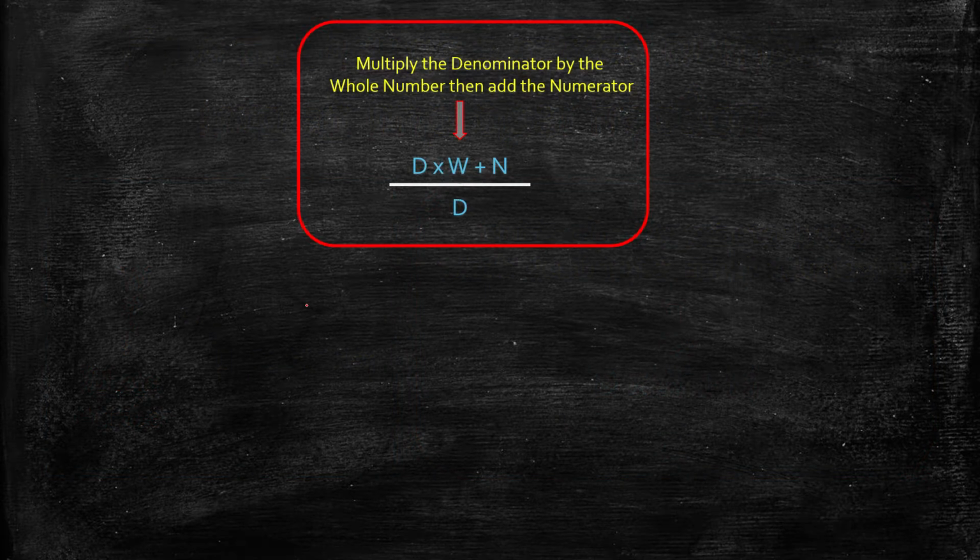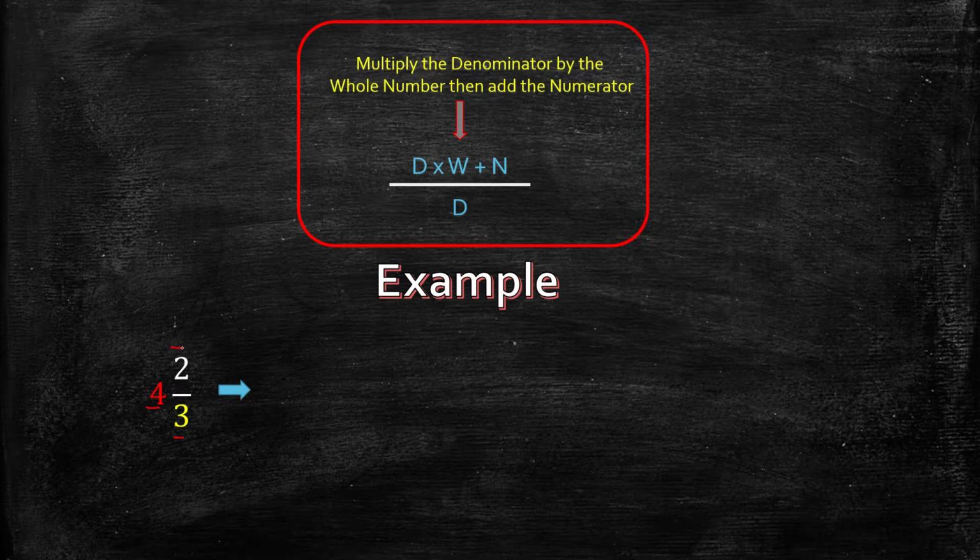Now I'm going to leave this formula up top, and I'm going to give you an example of how to change the mixed number into an improper. Okay, we have 4 2/3. Remember, the denominator, which is 3, whole number 4, numerator 2. So what will that look like using that formula?